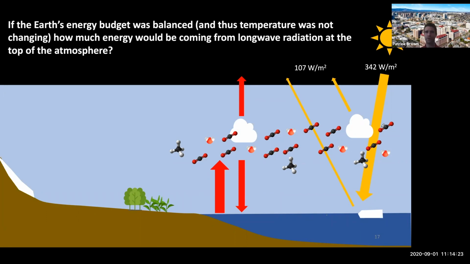Okay, so think of the Earth's energy budget like a financial budget. If the energy budget was balanced and thus temperature was not changing, how much energy would be coming from the long wave radiation at the top of the atmosphere? So what is this number here if it's balanced? If it's balanced, that means the same amount that's coming in is leaving. And so the system is naturally going to evolve to a state of equilibrium. And so it would be 342 minus 107, because what's actually coming in would be the 342, and you'd have to subtract off what's just reflected straight back to space. And so what's left over is 235 watts per meter squared.